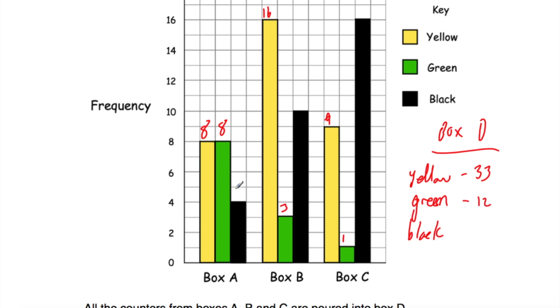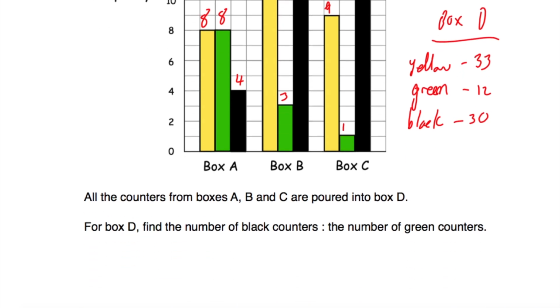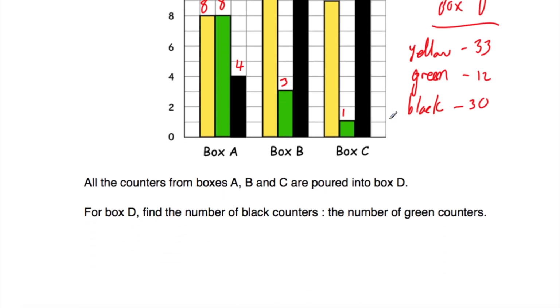And in terms of the black counters, there's 4 in box A, there's 10 in box B, and in box C there are 16. If we add them together, 4 plus 10 is 14, plus 16 is 30. So there's 30 black counters. So we've been asked for box D to write down the number of black counters to the number of green counters as a ratio. So black counters, that's going to be 30 to 12.